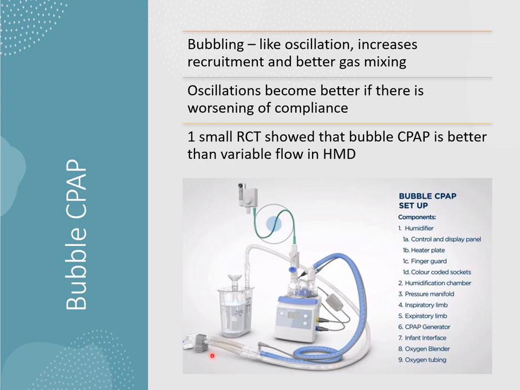This is the bubble CPAP setup. So this is the blender. The oxygen flow comes through the blended oxygen into the humidifier, where it's humidified and heated. The inspiratory limb, which is heated, goes to the baby. And this is the baby's interface. And then this is the expiratory limb, the white color, which is connected to the underwater.